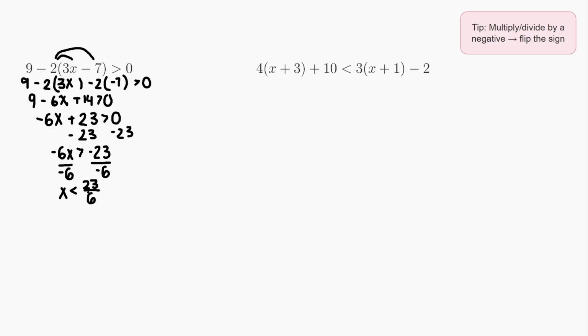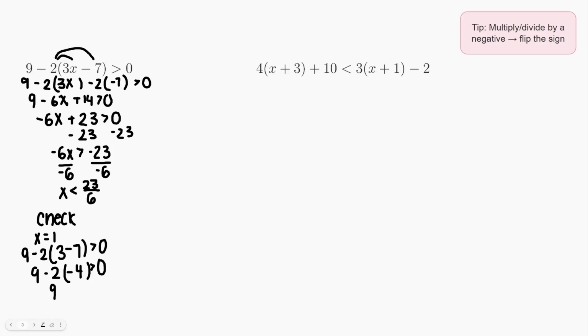Anything that's less than 23 divided by 6 should work. We can check it with x equals 1. Get 9 minus 2 times 3 times 1 is 3, minus 7 is greater than 0. We get 9 minus 2 times 3 minus 7 is negative 4, greater than 0. We get 9 plus 8, greater than 0. 17 is greater than 0 is true. So we know our answer is going to be x is less than 23 divided by 6.